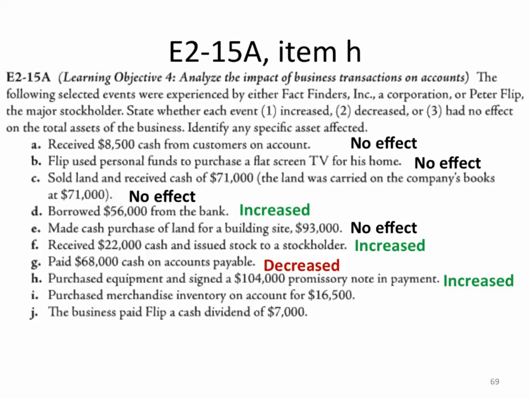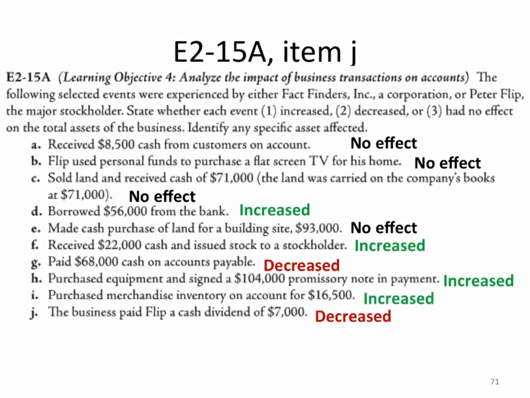Okay, I: purchased inventory on account. Okay, so inventory is what kind of account? Asset, and it increased, right? Now on account, is that accounts payable or accounts receivable? Payable. What kind of account is payable? Liability. So this will have to have increased. Oh, I did two of them. Okay, well I just did the last one as a bonus one.